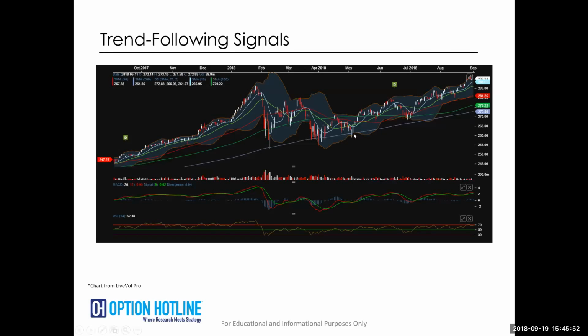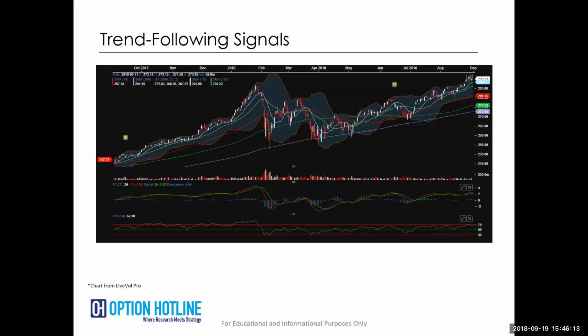Now, the elements that I want you to look at here are first going to be the simple moving averages, and they're color coordinated here. So the light blue on top here, that's the 10-day moving average. Below that is the 20-day moving average. The red line is the 50-day moving average. The green line there, the darker green, is the 100-day moving average. And then this guy down here that's sort of a purplish color is the 200-day moving average.